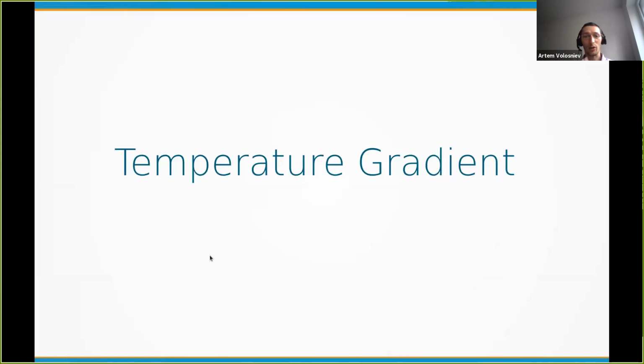All right, so now we are going to the temperature gradient. So, other questions regarding the previous part? Okay, let me move on then.